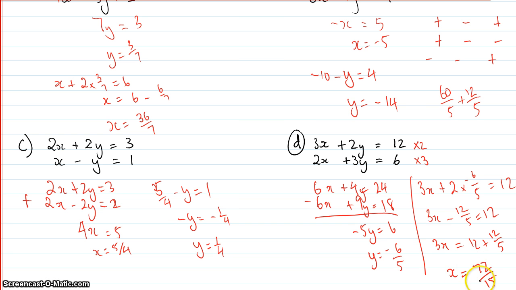So that's how to do the elimination method. You need to try and make the numbers the same, and then you should be able to go from there to either subtract or add equations to make it work, so you can find the final answer.